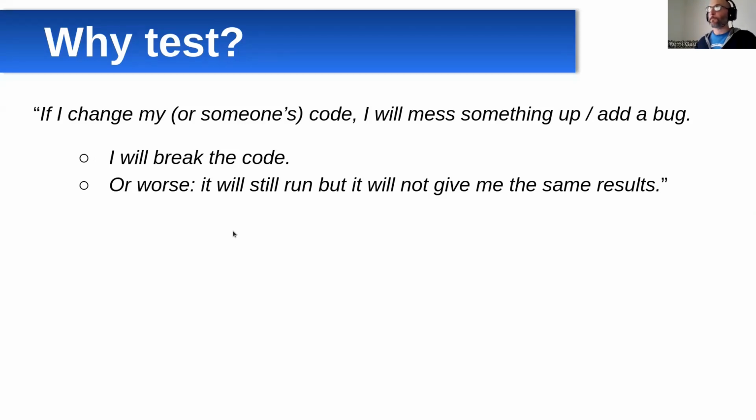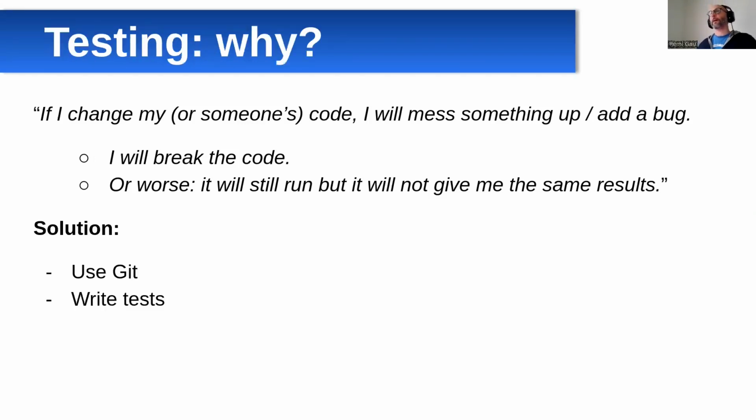There are two things you can do to get around this problem. First of all, use Git. Git is a way to version control your code. So if at any point you make changes to the code and it gives you different results, you can always travel back in time and go back to a situation where the code gave you the results you expected. And the other one that goes with it is tests.